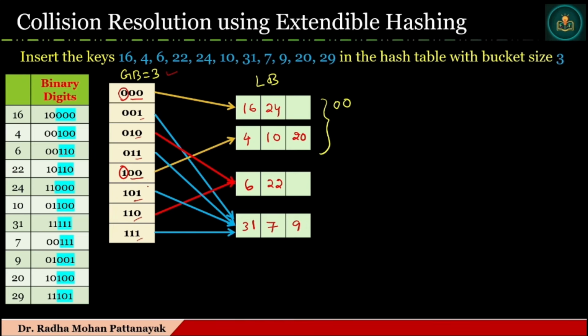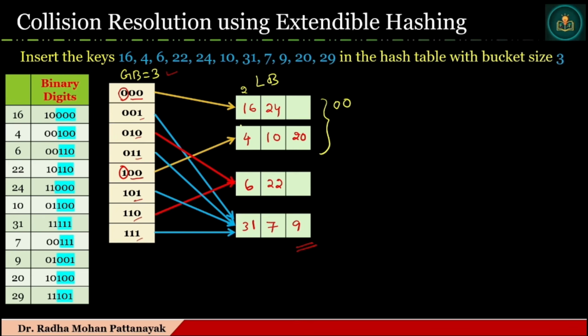This is 1 0 1, and the 1 0 1 bucket is this one, but there is no space present inside the bucket. That is an overflow condition. So though this is an overflow condition, now we need to split the bucket. Clear? So if you split the bucket, before splitting you just check what is the size of the local bucket and what is the size of the global bucket. Global bucket size is 3 and this local bucket size is 2.